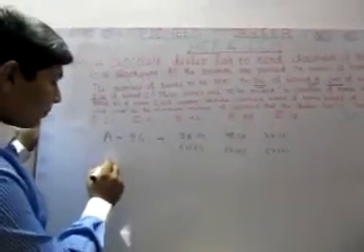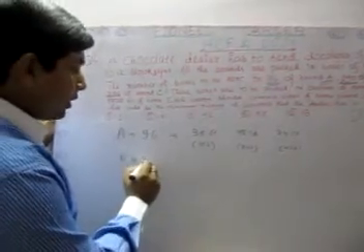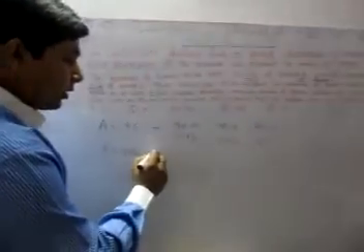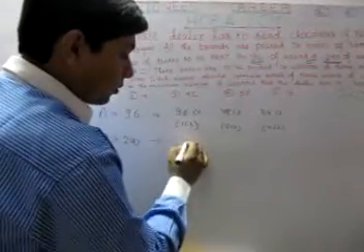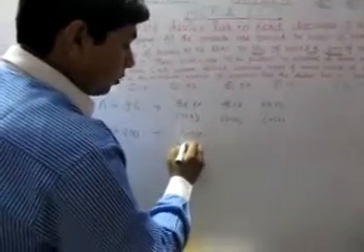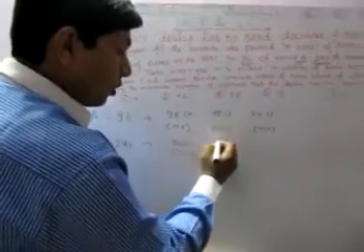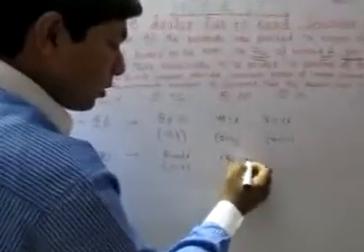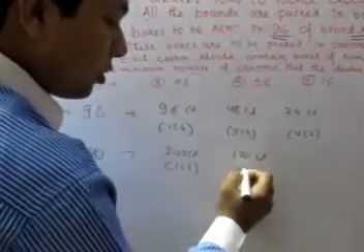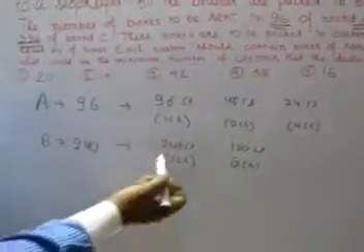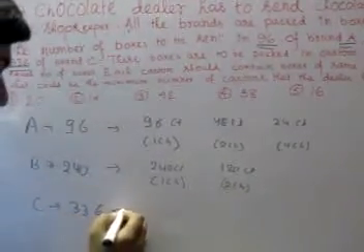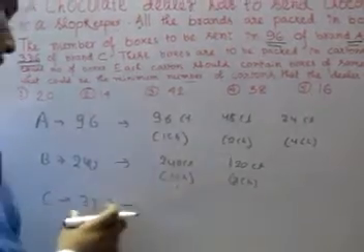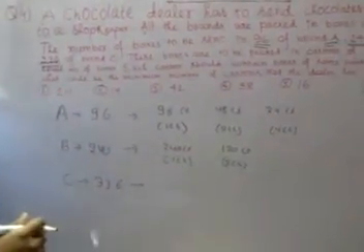Similarly for B, we have 240 chocolates. This can be packed in 240 cartons with 1 chocolate each, or 120 cartons with 2 chocolates each, and so on. Again, these are the factors of 240. Then for C, we have 336. Again, these can be packed in the factors of 336.